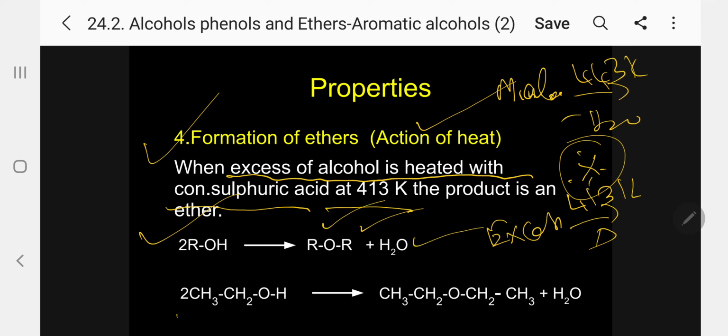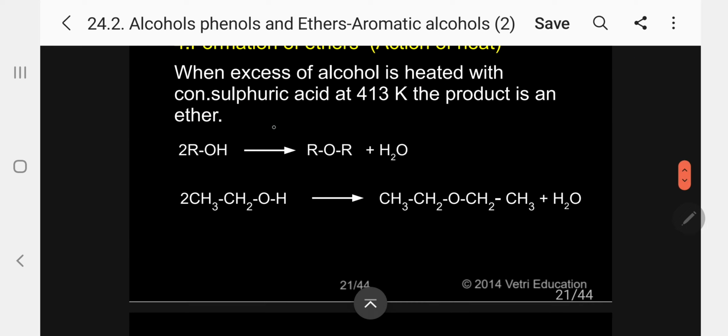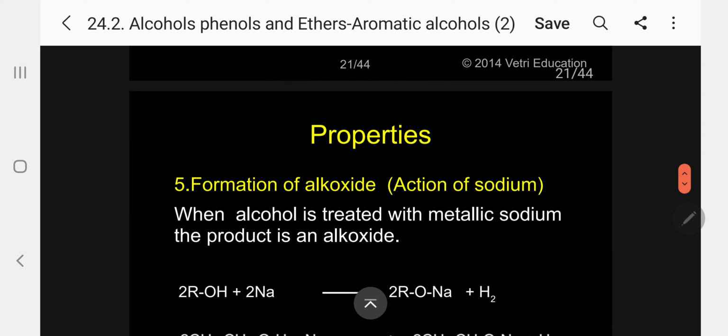A specific example: 2 moles of ethyl alcohol heated with concentrated sulfuric acid, producing diethyl ether, and water is getting eliminated. Kindly follow. This is the most important reaction. This is also dehydration but producing ether, not alkene. So formation of ether is another important property of alcohol.